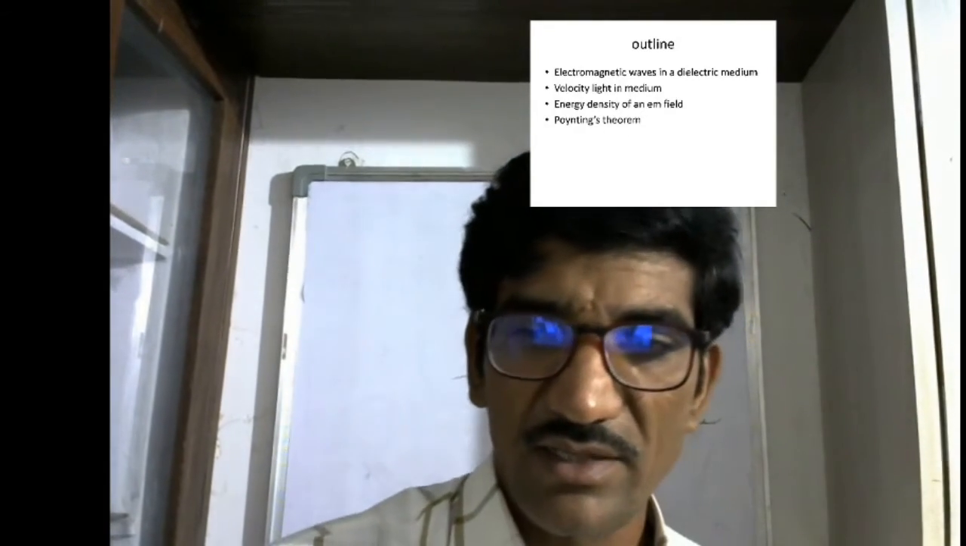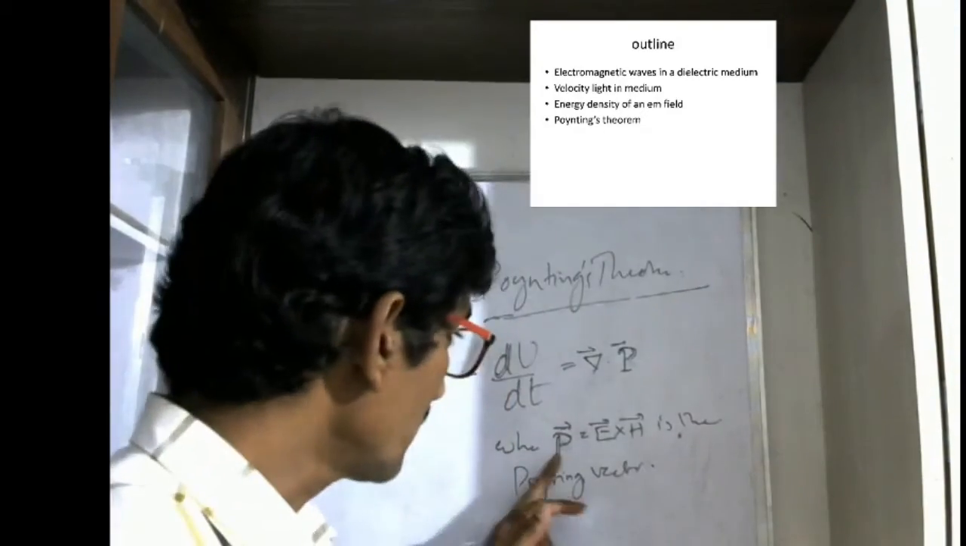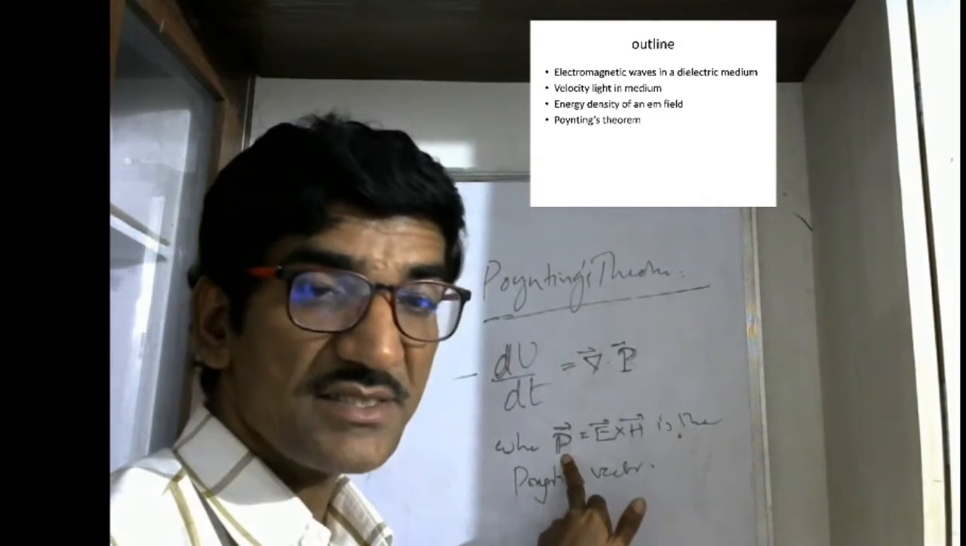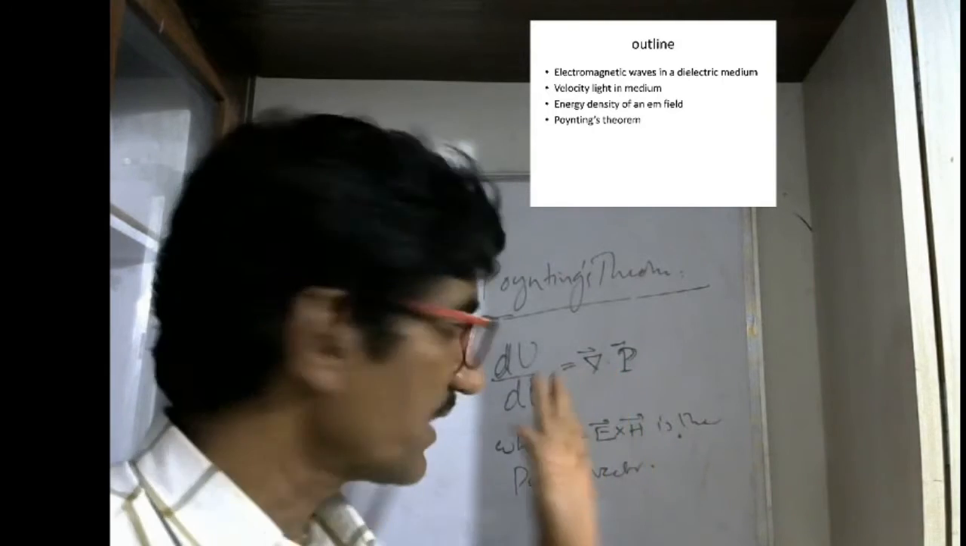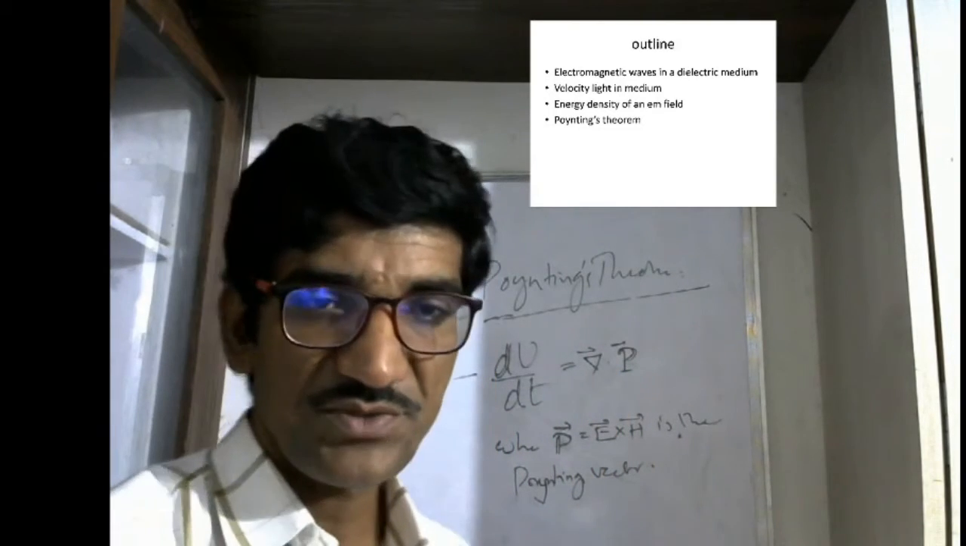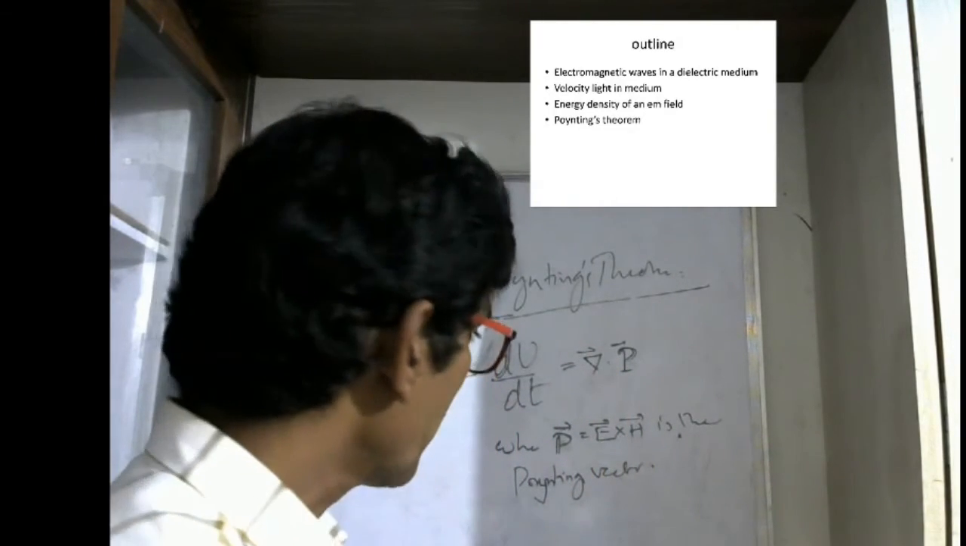The Poynting vector's direction is perpendicular to that surface which you are considering. Okay, right.